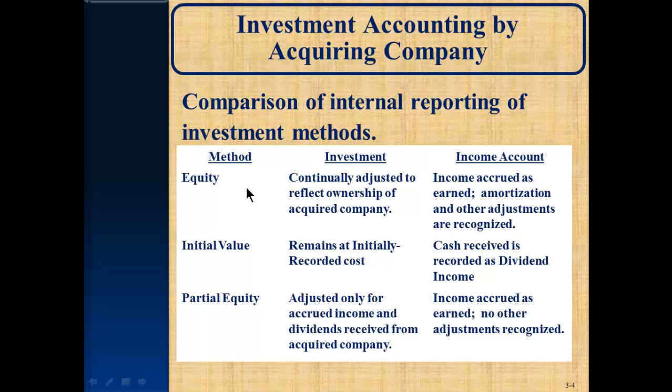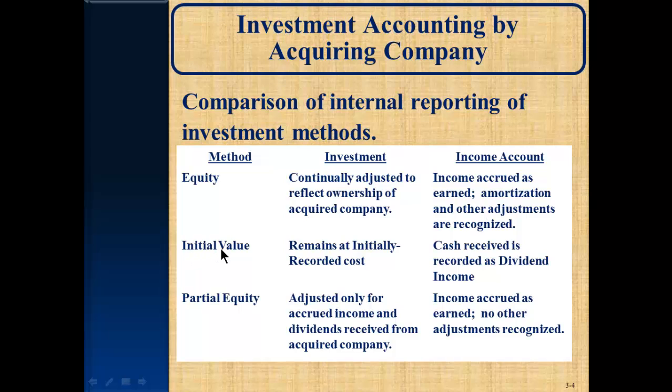But at least keep it handy on juxtaposing the three different methods: equity, cost, and partial equity. Under equity, you know this, you're going to continually adjust it to reflect that mirror image, if you will, of what's going on with that subsidiary. So it's a full accrual basis. You're going to amortize and do those other adjustments and everything.